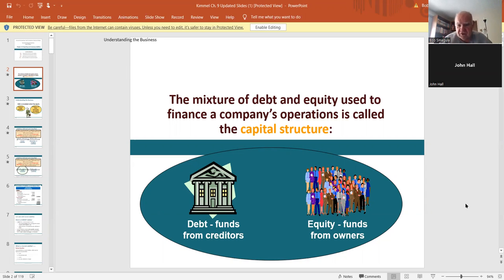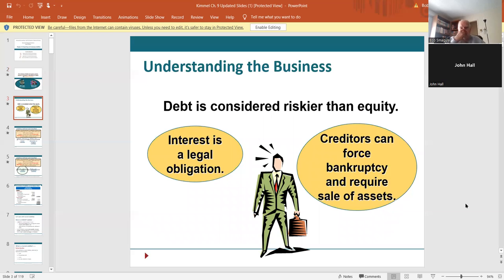Or you can issue stock to the world. There you're giving away ownership of the company, but you have no debt and you don't have to pay any interest. So each one has certain advantages and disadvantages. In this chapter, we're only talking about the debt side. We're going to be borrowing money. And debt is considered riskier than equity because with debt, you have to pay it back. You got to pay it back, man. You have to pay it back with interest. And creditors can force bankruptcy if they're not getting satisfaction in terms of getting paid and require you to sell your assets. So debt is considered a little bit riskier than equity.